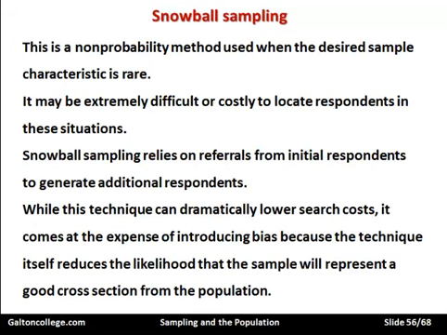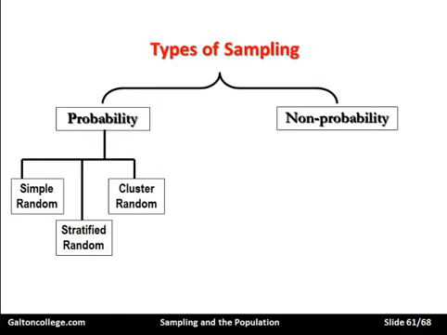So the types of sampling, well, we have probability and non-probability. If you remember back, probability, simple random sampling. Then we had stratified sampling, looking at the entire population and then breaking it down into different strata and interviewing randomly each person within the strata. And we also have cluster sampling. Cluster sampling is cluster random.